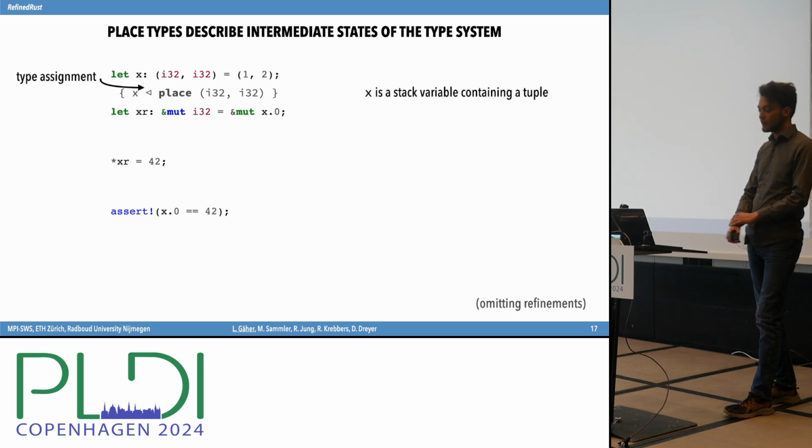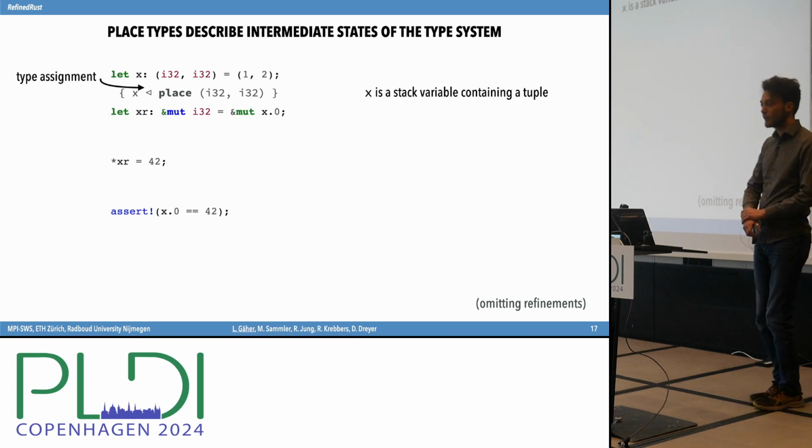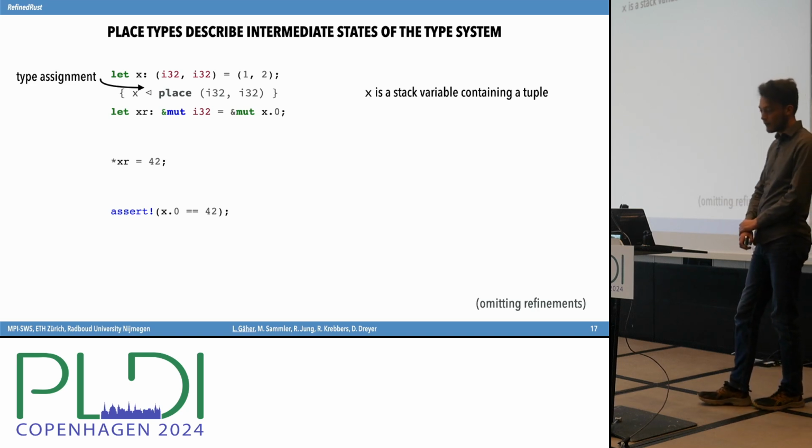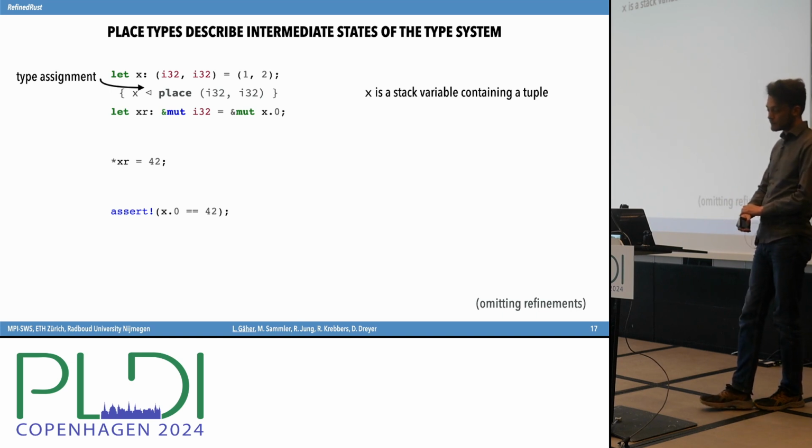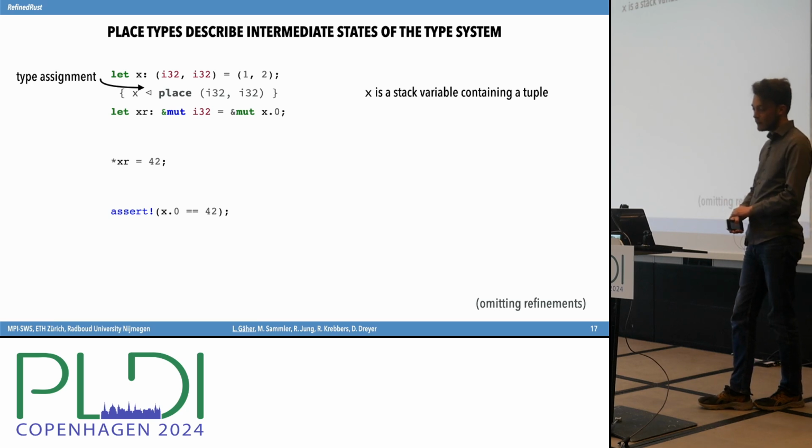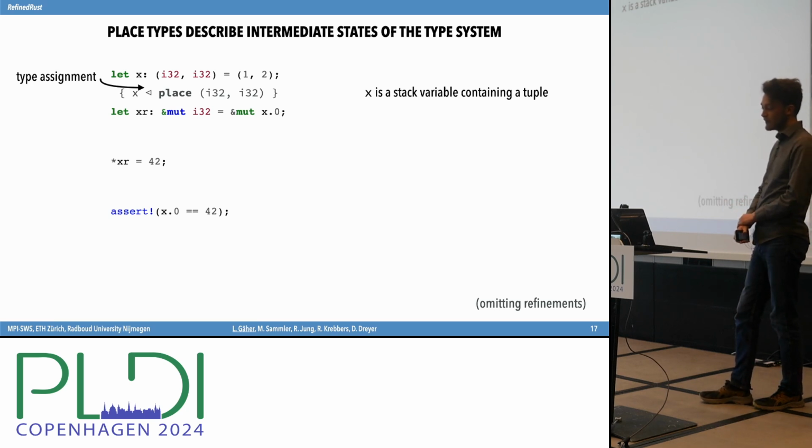In the first step after the initialization of x, we would get a type assignment that states that x is a place in memory containing a tuple of integers. I'm omitting a bunch of things here, among them the refinements of the refinement types, but bear with me. In the next step, after doing the mutable reference, there is something interesting happening.